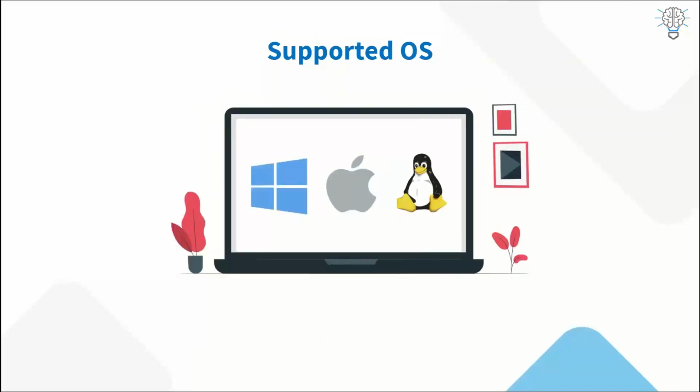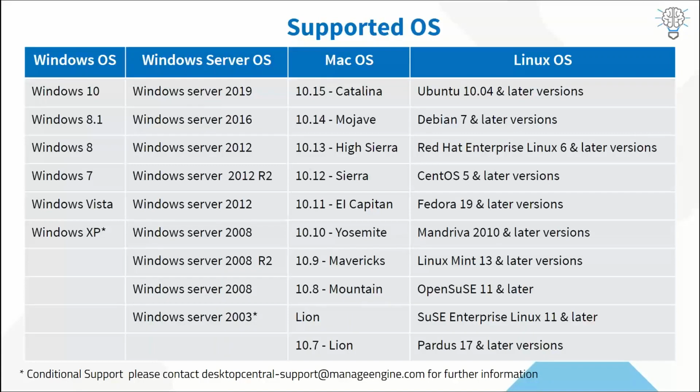Supported operating systems. Desktop Central supports three operating system platforms for now, which are Windows, Mac, and Linux. Please find the list of supported operating systems on the screen. The application server runs on the Windows platform, but you can manage endpoints running Windows, Mac, or Linux operating systems. In case you have any questions, you can always reach out to support using the below mentioned email ID, which is desktopcentral-support@manageengine.com.